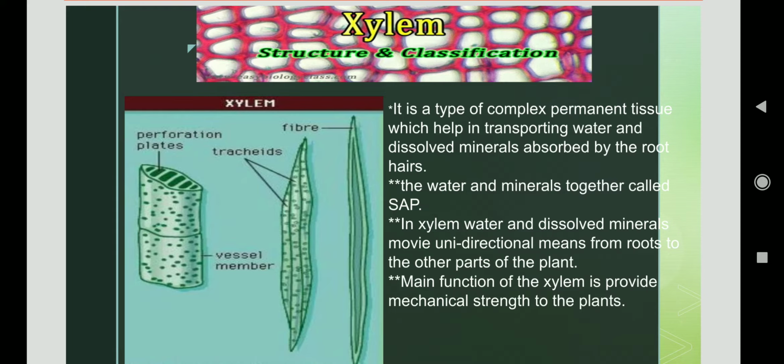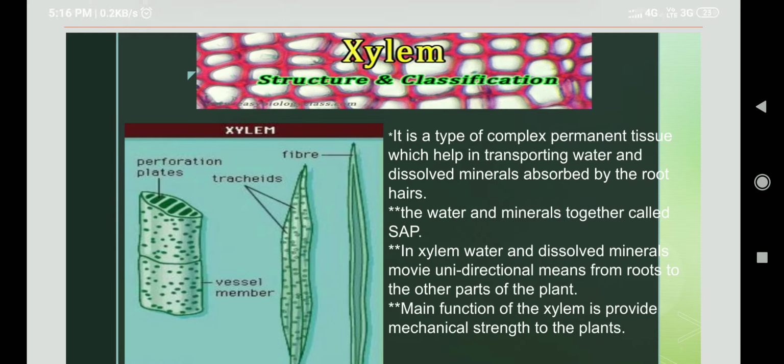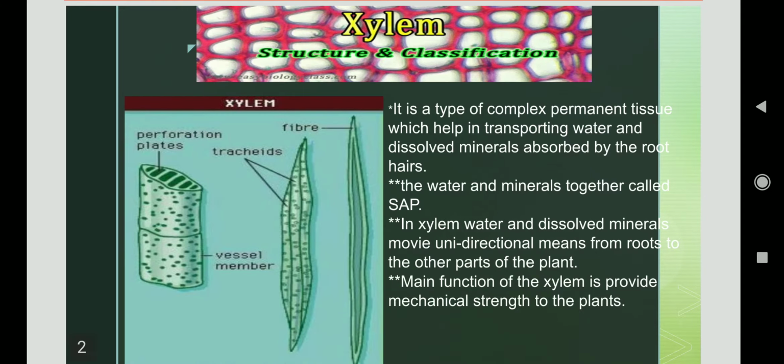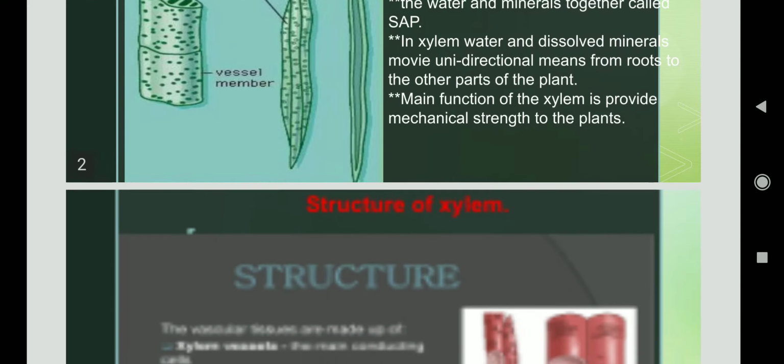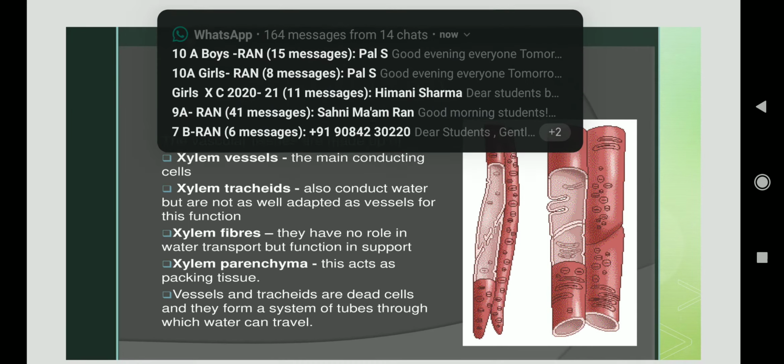And what is the main function? The main function of the xylem is to provide mechanical strength to the plant. Right, class? Now you can see in the diagram, basically xylem has four components. First, xylem tracheids, xylem fibers, xylem parenchyma, and xylem vessels. These are the structures, or you can say components, of the xylem.